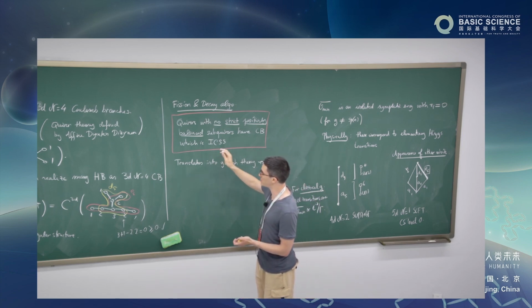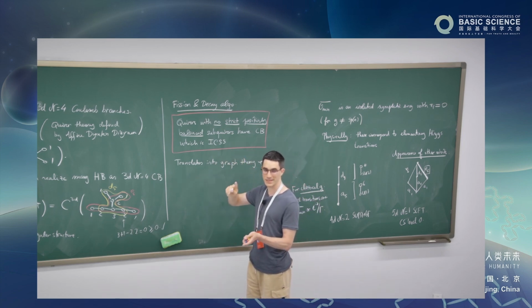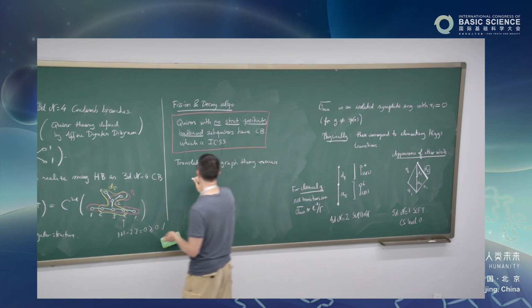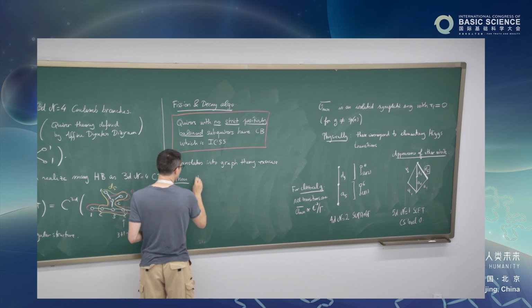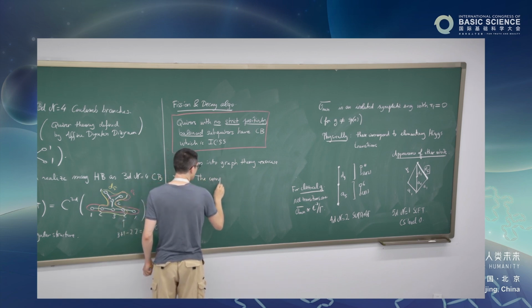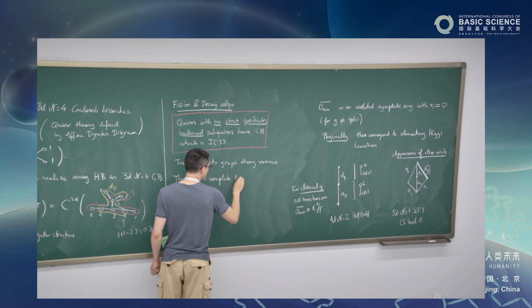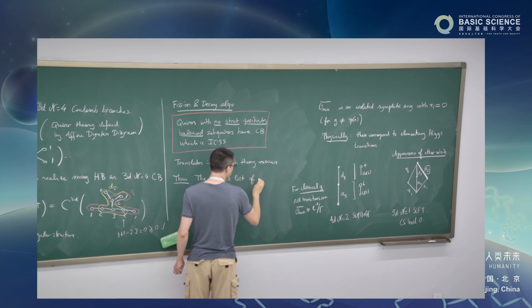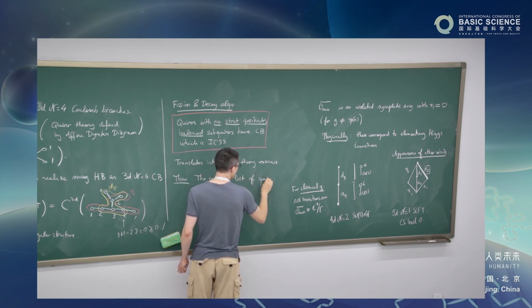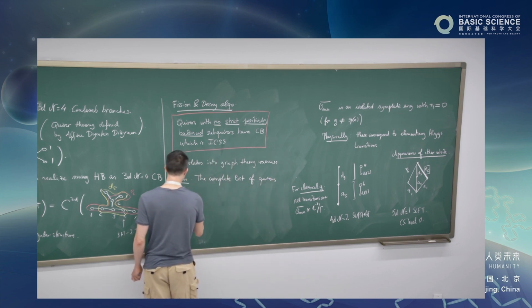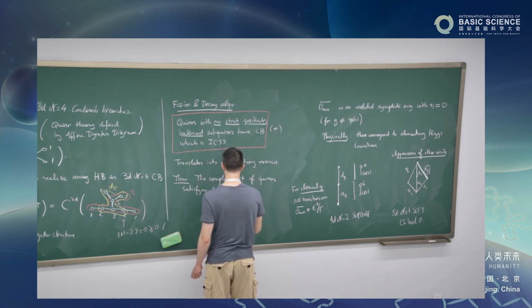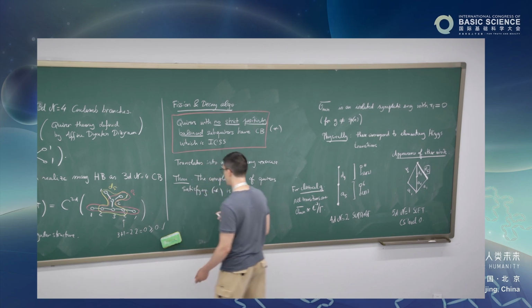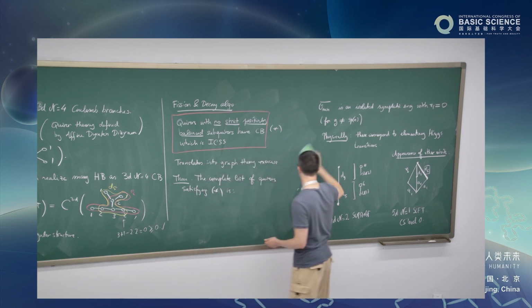Okay, so I will draw only part of the list, but you can look up my slides and you will have the full list. But so the theorem is that the complete list of quivers satisfying, let's say, this condition here is as follows. I will write it here.